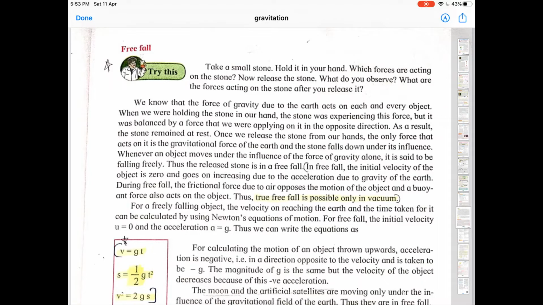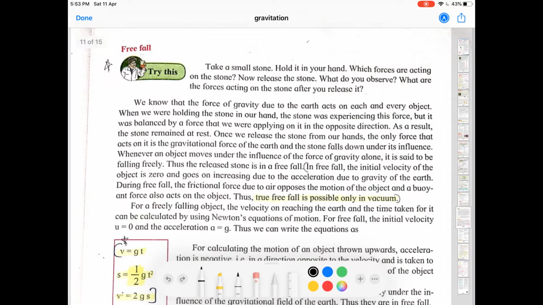Whenever an object falls under the influence of gravity alone, we say it is experiencing a free fall. So whenever an object moves under the influence of force of gravity alone, it is said to be falling freely. So in a free fall, the initial velocity of the object is zero, and it goes on increasing due to the acceleration due to gravity.